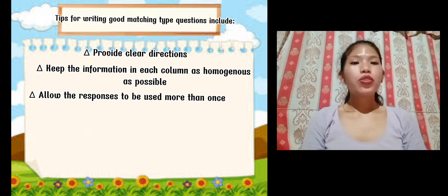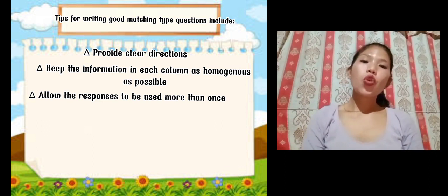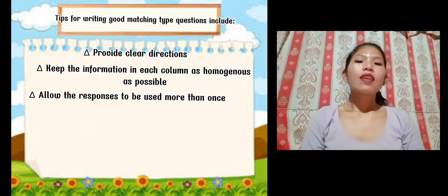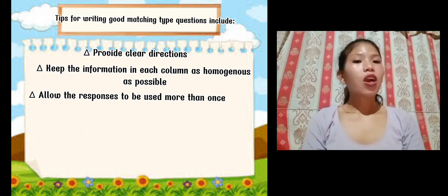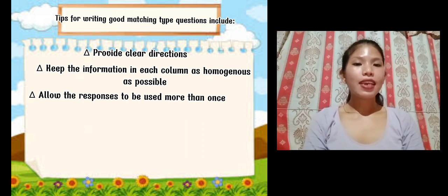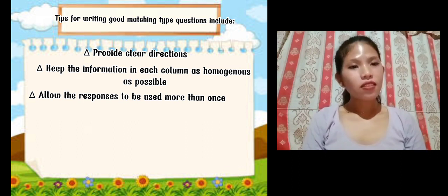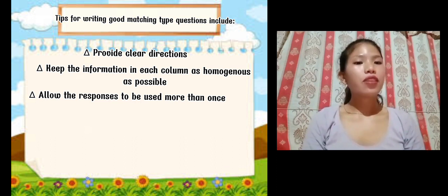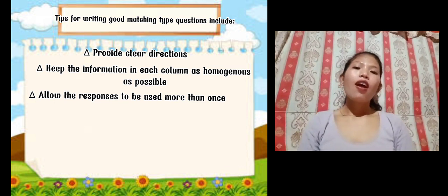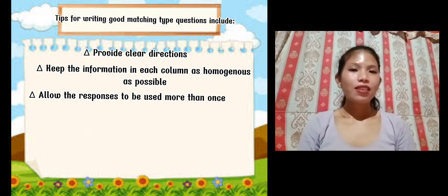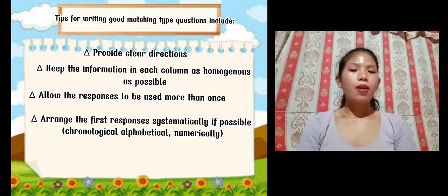Next, try to order the responses. If you order the items in column 2 alphabetically, chronologically, or conceptually, students will be able to read answers quickly and locate answers rapidly. The next, arrange the list of responses systematically if possible: chronologically, alphabetically, or numerically.